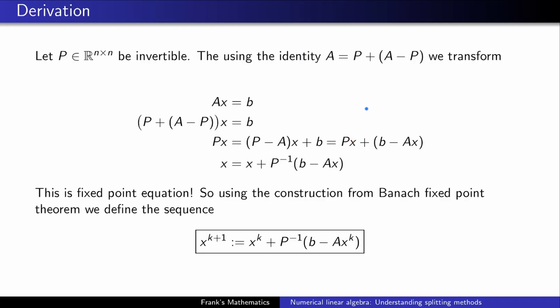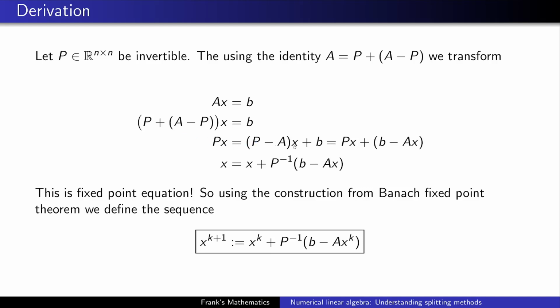And this is exactly what we're gonna do now, of course. We start with an invertible matrix, let's call it P. Then of course we know that A is P plus (A minus P), just P cancels out. It might look very silly here, but in fact, let's transform our system A times x equals b by replacing A with P plus (A minus P).